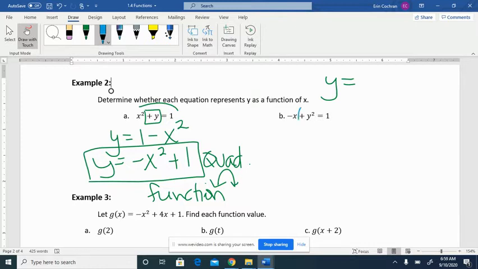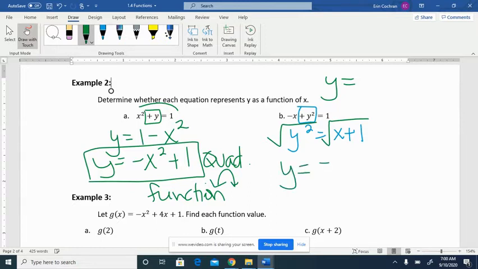All right, B, solving for y. Now we have y squared. So let's still solve for y. So how do I move x to the other side? I'm going to add it. So I get y squared equals x plus 1. And then to get rid of a square, we take the square root of both sides. And since we're taking the square root, we know we have two answers. So y would equal plus or minus the square root of x plus 1.